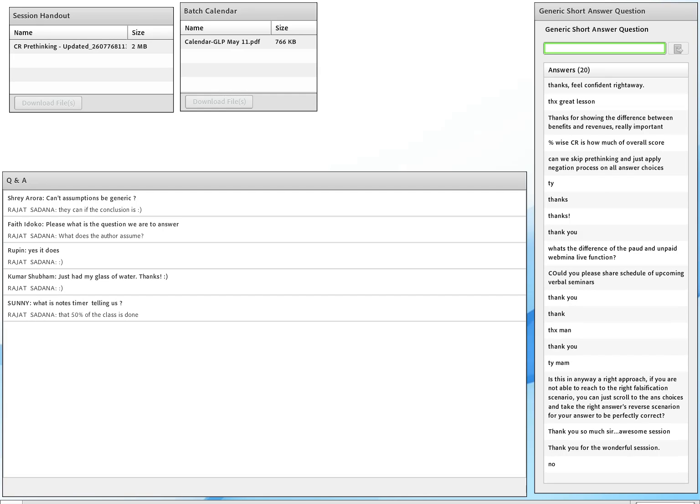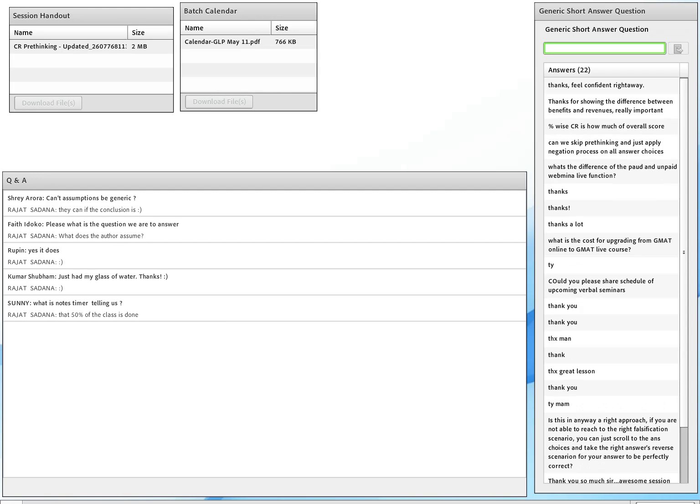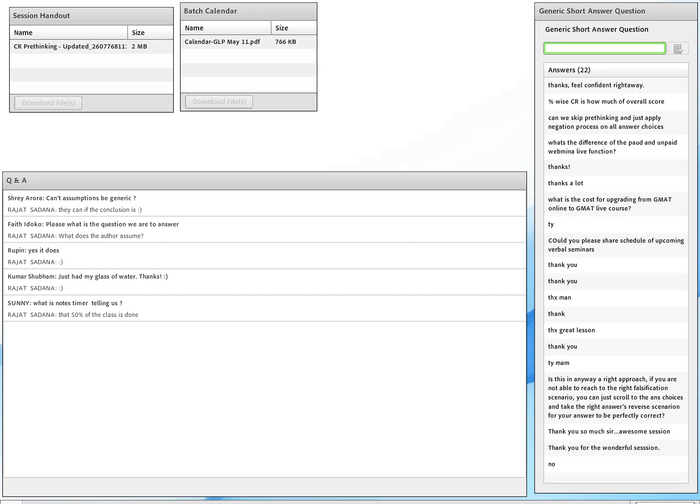So Shubham says, is this in any way a right approach? If you're not able to reach the right falsification scenario, you can scroll to the answer choices and look at it and get it. So Shubham, here is the thing. When you think about symptoms and causes, you have to really understand this well. The reason you're not able to get to even a single falsification scenario is because you've not understood the argument. The symptom is you're not able to get to a falsification scenario. The cause is you've not understood the argument. If you haven't understood the argument and you look at the answer choices and you see the correct answer choice, because you haven't understood the argument, you won't be able to ascertain that that is the correct answer choice. So it will not help.